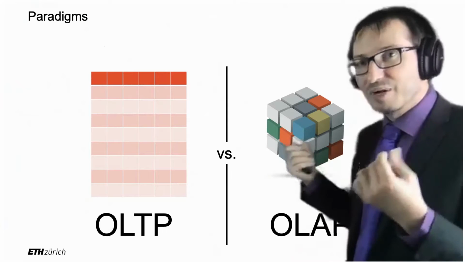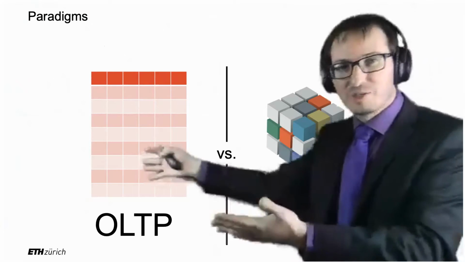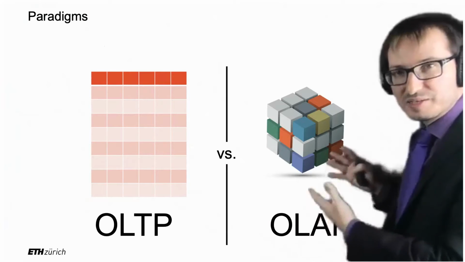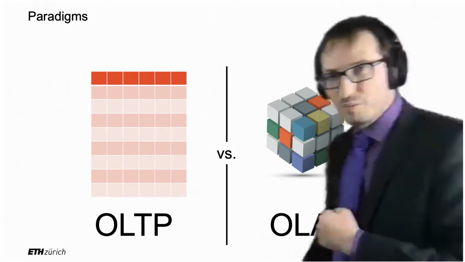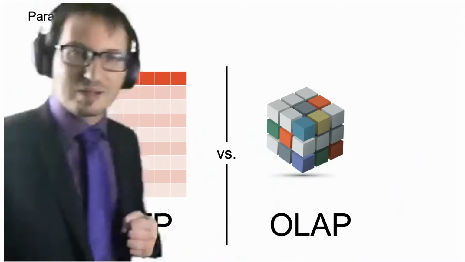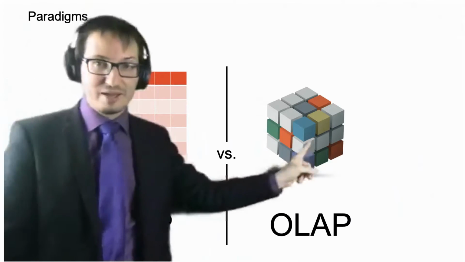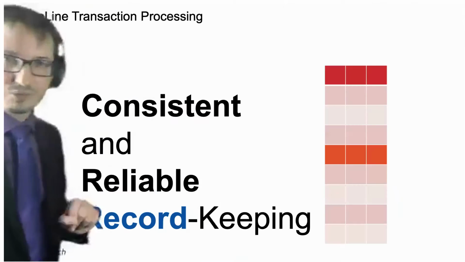But very generally, a lot of people tend to imagine a relational database when they hear OLTP, and they tend to imagine a business intelligence system with data cubes when they think of OLAP. All right, so these are two paradigms. And again, we've been doing that so far. And today, we are going to start looking into this one.